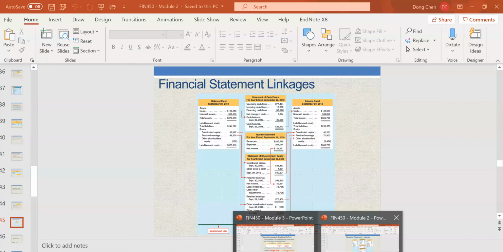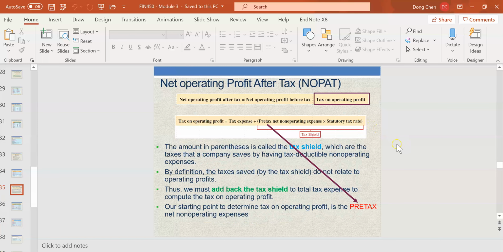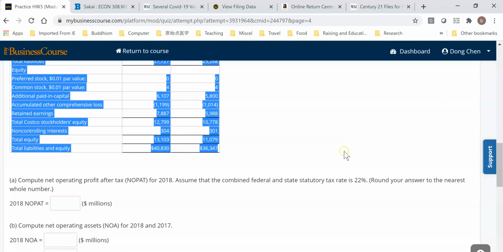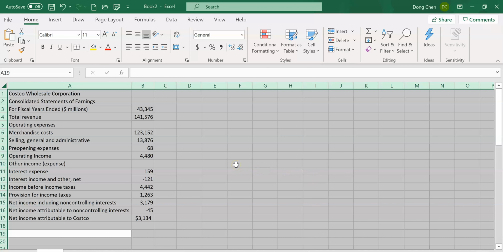If you check my lecture slides, NOPAT is net operating profit before tax minus the tax on operating profit. Tax on operating profit is equal to tax expense plus the pre-tax net non-operating expense times the statutory tax rate. This is relatively easy to calculate because it is relatively easy to categorize the components on the income statement into operating versus non-operating items.